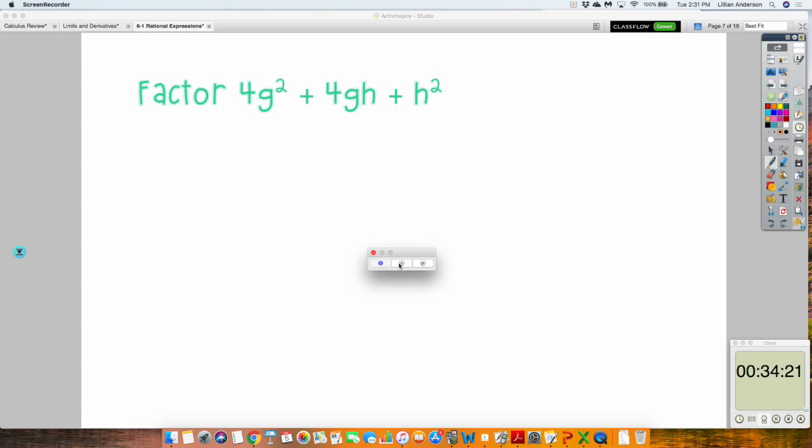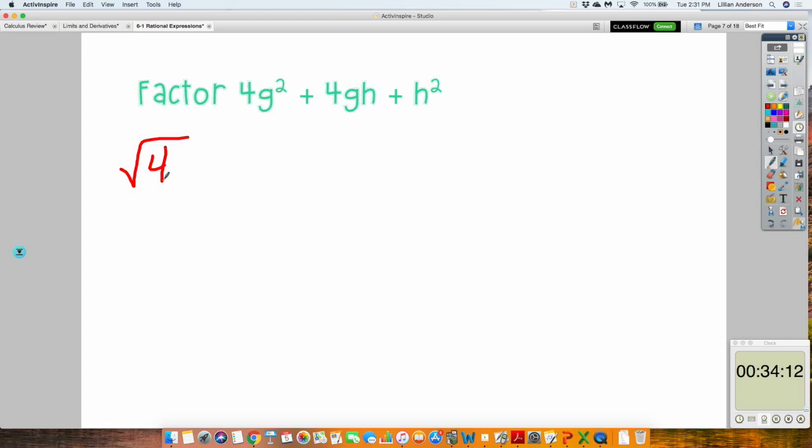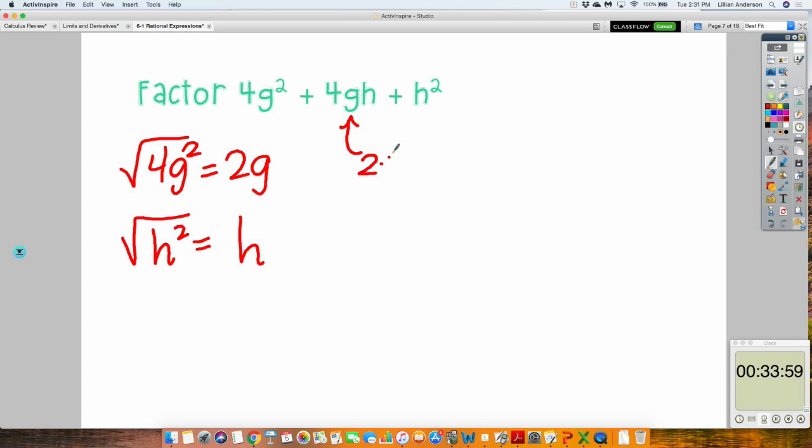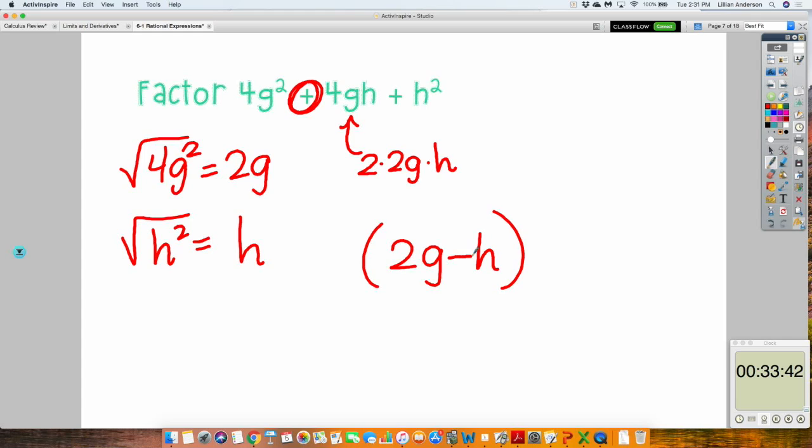It might be a perfect square trinomial. The first term and the last term are both perfect squares. What's the square root of 4g squared? 2g. What's the square root of h squared? h. Now, if this is indeed a perfect square trinomial, then when I multiply 2 by 2g and by h, I should get the middle term. Do I get 4gh? So this is indeed a perfect square trinomial. It is one of the ones that's going to have a plus in between them. So then I just take my two perfect squares, which were 2g and h. I put a plus sign in between them, and then a square on the outside.